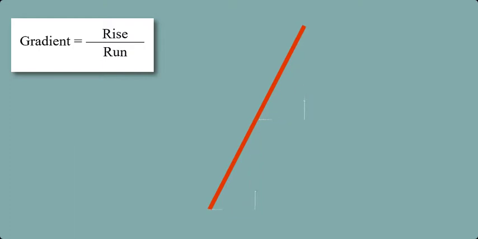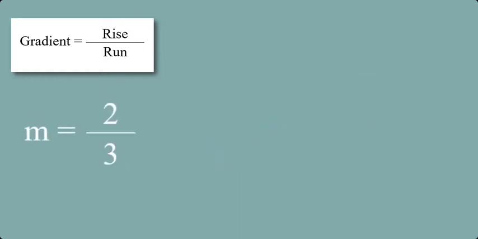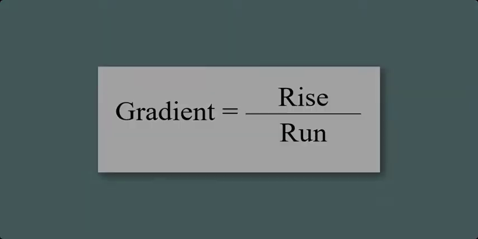If it has a gradient of a half or 50%, it means that each time I go up by 1, then I'd move across by 2. What do you think a gradient of 2 out of 3 means? Well, it would mean that each time I move up by 2, I go across by 3. That is why the formula for gradient is the rise over run.